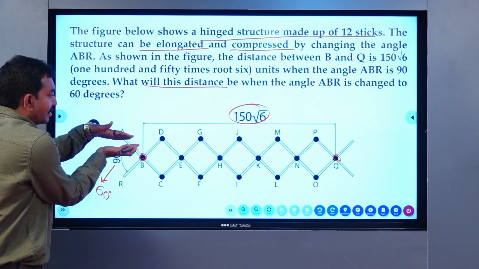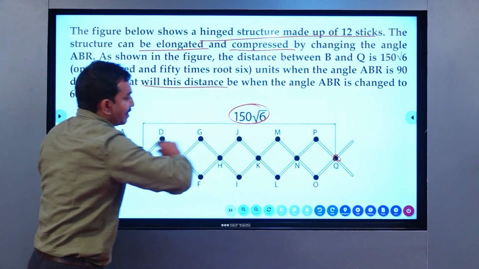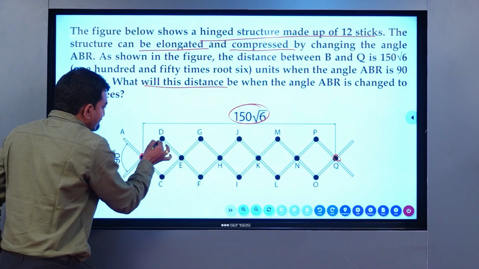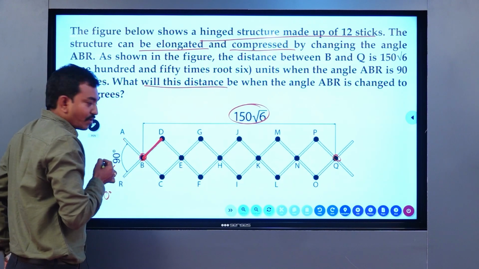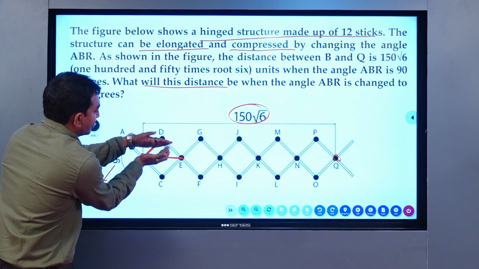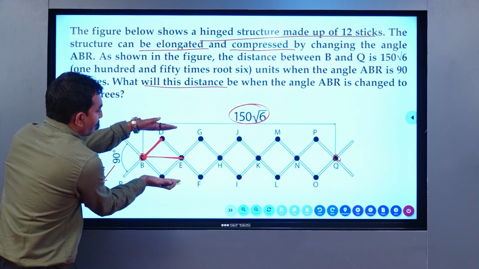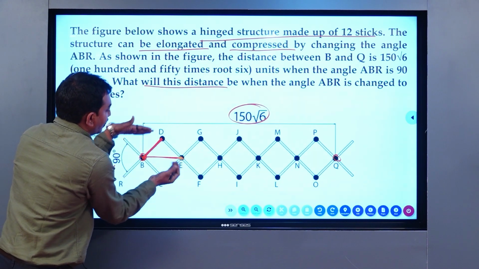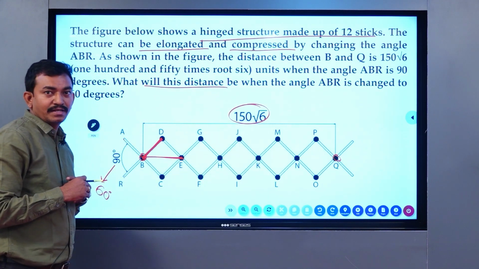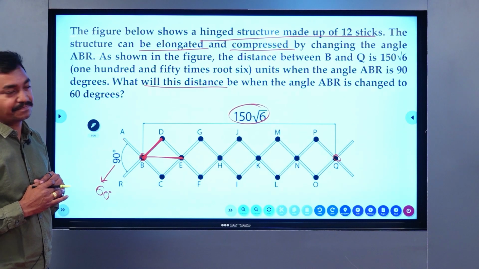When you compress it, the length of the string will increase. But one observation is, the stick's length will not change. Only this length will change when you compress it. When you compress it, this length is going to be same, but the middle, let us say this is diagonal, right? This is going to compress, the length is going to elongate. That length we have to find out.